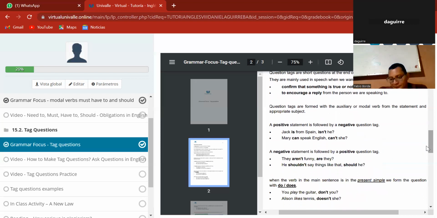Question tags are formed with the auxiliary or modal verb from the statement and the appropriate subject. A positive statement is followed by a negative question tag. Jack is from Spain, isn't he? May can speak English, can't she? A negative statement is followed by a positive question tag.